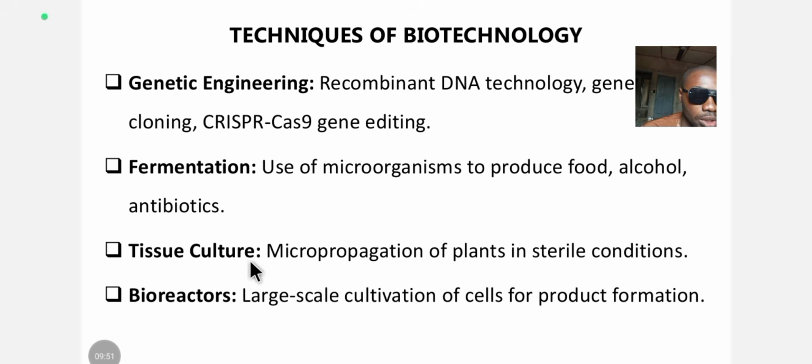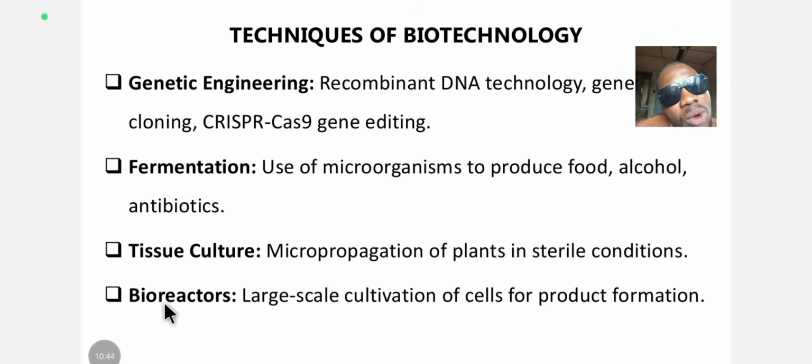The next is tissue culture. Micropropagation of plants in sterile condition, from the microscopic level. You artificially form a crop in the laboratory, from the micro level. Then after making the crop, you culture the tissue to give you what you want. Then you can go and transplant. That's tissue culture, growing tissue artificially. You are not just growing it artificially, you are starting it from the micro level, from the invisible level, from the smallest level.